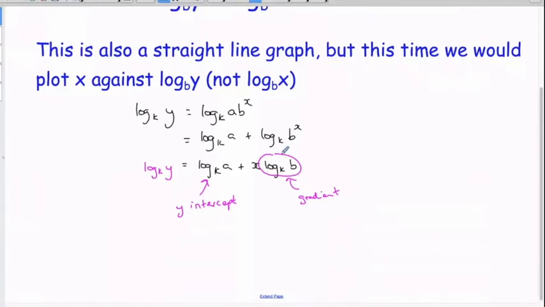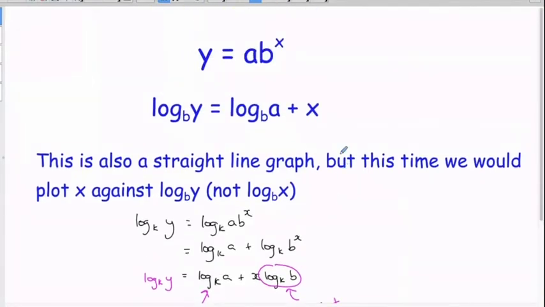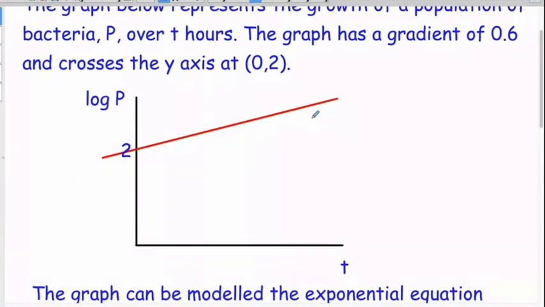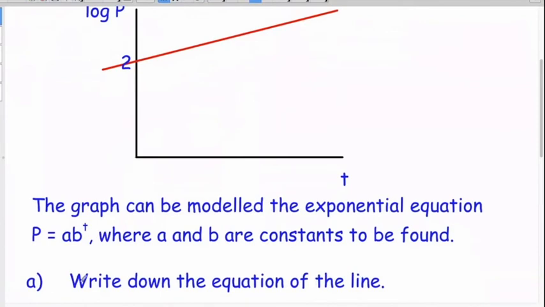So when you start a question, you will log both sides. If that's the kind of question you're given, you would log both sides and you would see for yourselves whether you needed to draw it x against log y or log x against log y. Or they would give you the graph, like I've done here, and you would spot that that's not a log and you'd be thinking, well, this is going to be exponential. You might be lucky and they tell you that it's going to be exponential. So you've got two things there telling you that this is kind of method two, not method one.